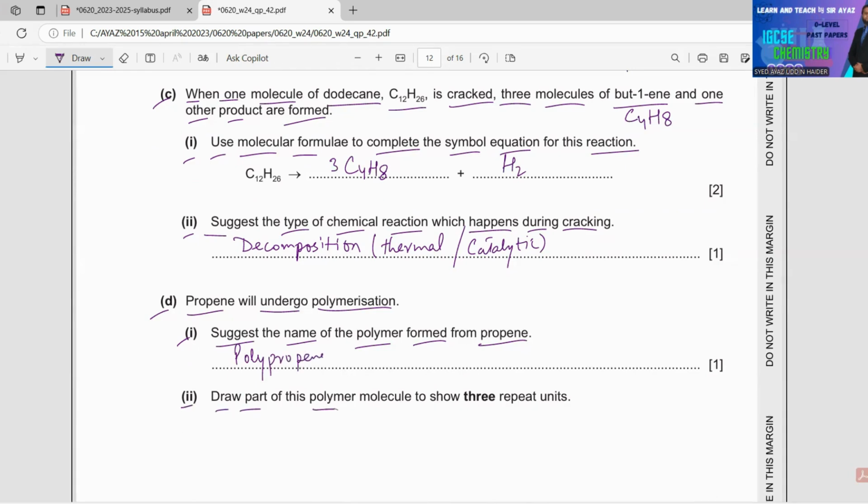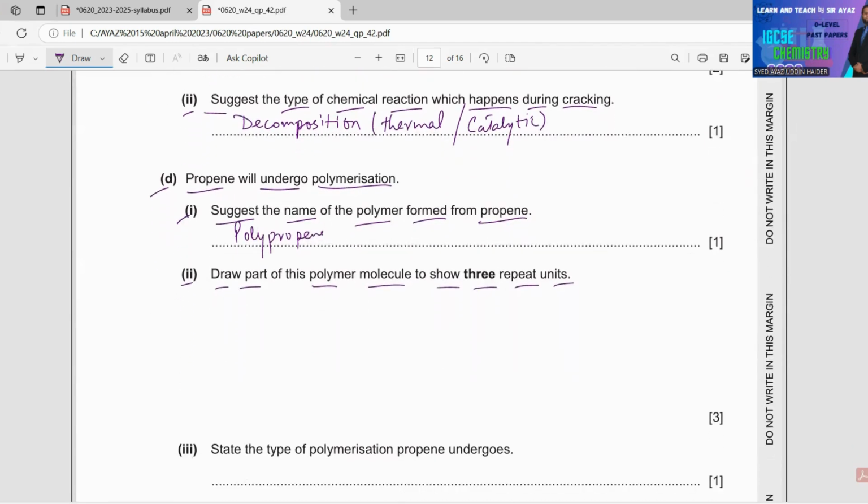2, draw part of this polymer molecule to show 3 repeat units. Now they are saying show 3 repeat units. First of all, you have to draw the propene molecule so that you will be able to draw the repeat units from propene. So this is propene. 1, 2. We have 3 carbon atoms. So I'm going to place the 3rd carbon atom in the form of an attached group, like hydrogen, CH3 here. And we must be having a double bond between these two carbons. This is propene.